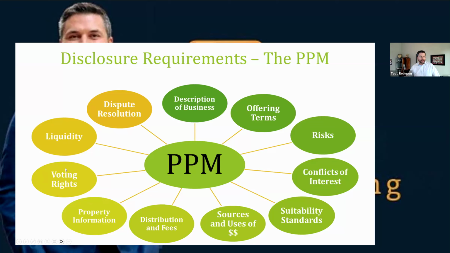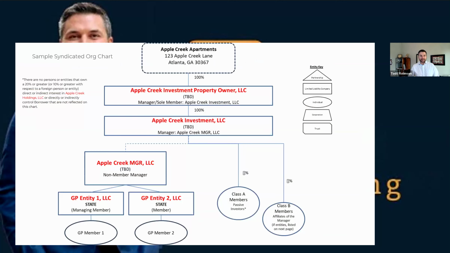Voting rights, we talked about. Property management, liquidity, dispute resolution. How are disputes resolved? One of the terms in my operating agreements that we prepare through the firm is the removal of the manager, which, if we go back, the removal of this Apple Creek manager in this particular example. As a sponsor, we want that as tight as possible. And I've drafted language that says, the Apple Creek manager may only be removed upon an adjudication by a court of competent jurisdiction. That is the highest level of scrutiny to remove a manager.